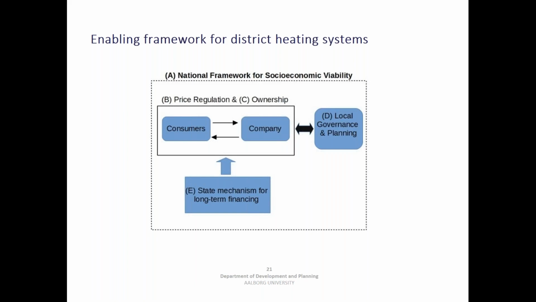And then these price regulation and ownership structures should also take into account, when designing them, how they are likely to cooperate with the local governance and local planning for sustainable cities. And then as a last point, of course you need a mechanism that ensures long-term cheap financing. In Denmark, it has been a public mechanism which ensures that these companies have access to long-term cheap financing, which of course is important to make the systems competitive.